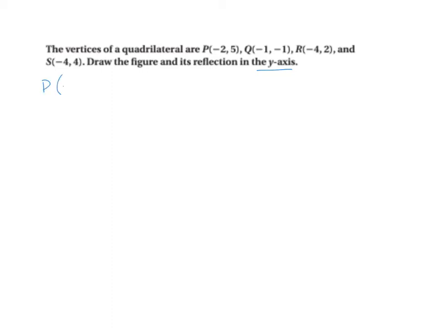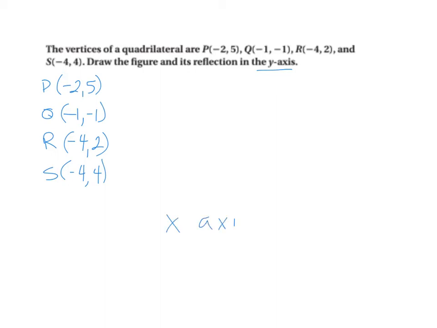I've got P is (-2, 5). Q is (-1, -1). I've got R, which is (-4, 2). And I have S, which is (-4, 4). Now, we need to reflect this over the x-axis. So if you remember, a reflection over the x-axis, x stayed the same, and you took the opposite of y.